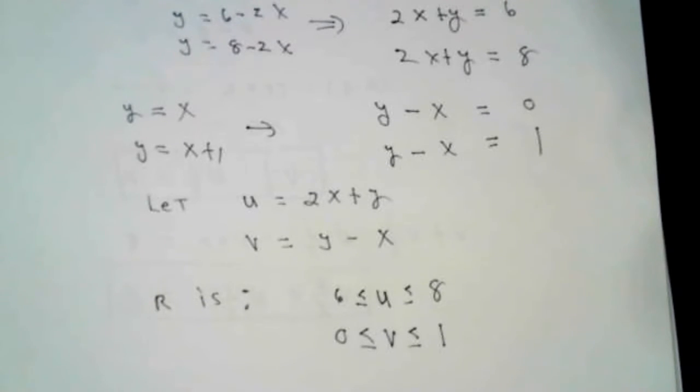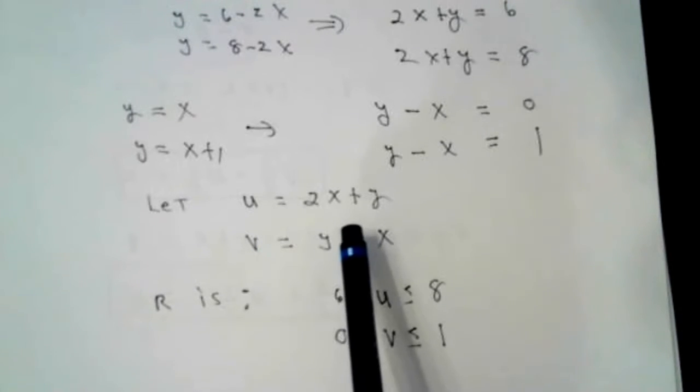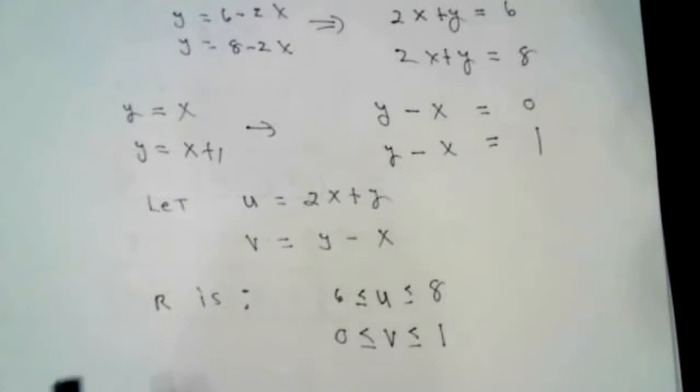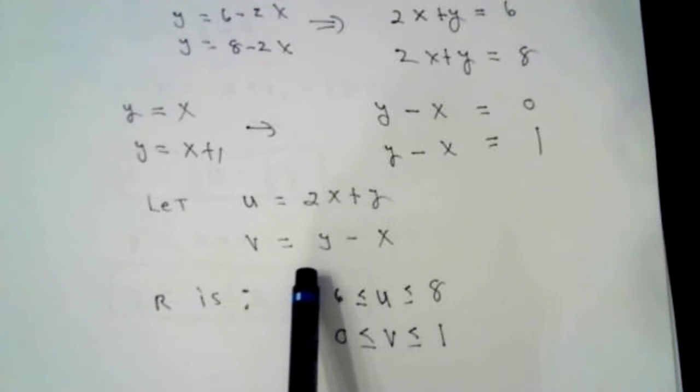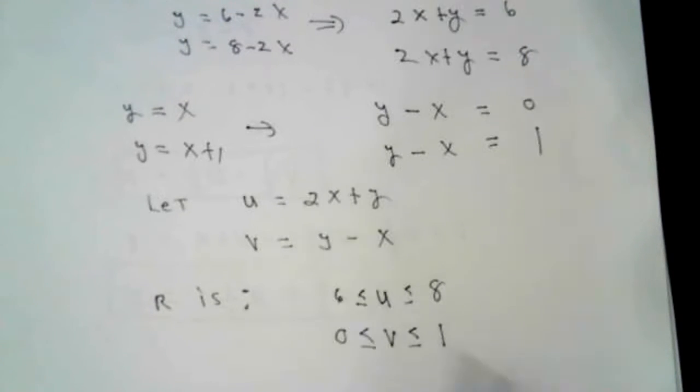So it seems reasonable to change variables. We're going to let u equal 2x plus y, and we're going to let v be y minus x. The points that go with region R are going to be the points where u is between 6 and 8, and v is between 0 and 1. This is a much easier description of the region. Of course, now we've got a couple of issues to deal with.